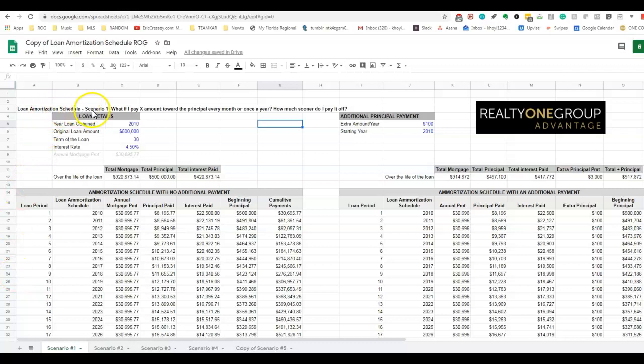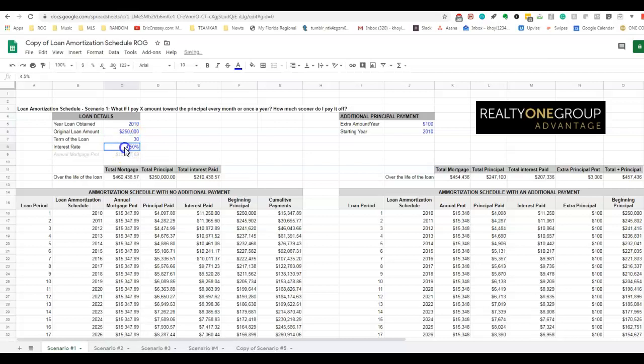Loan amortization schedule, scenario 1. What if I pay X amount toward the principal every month or once a year? How much sooner would I pay it off? So year of 2010, I'll do a $250,000 purchase price, 4% interest. So in 2010, our total mortgage payments, this amount, principal paid, only $4,500, interest paid, $10,000.